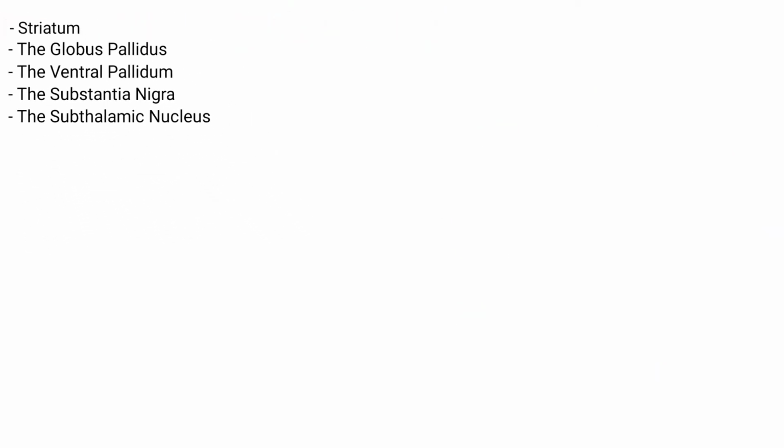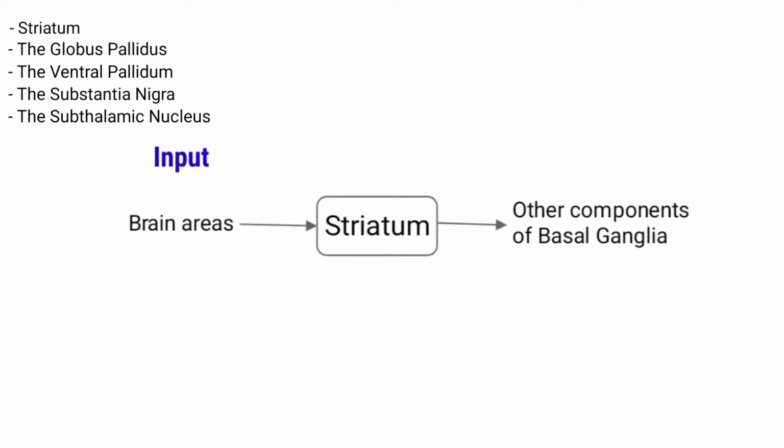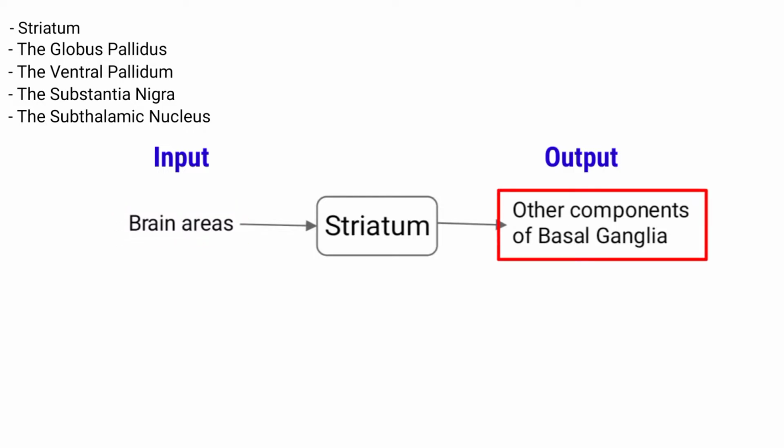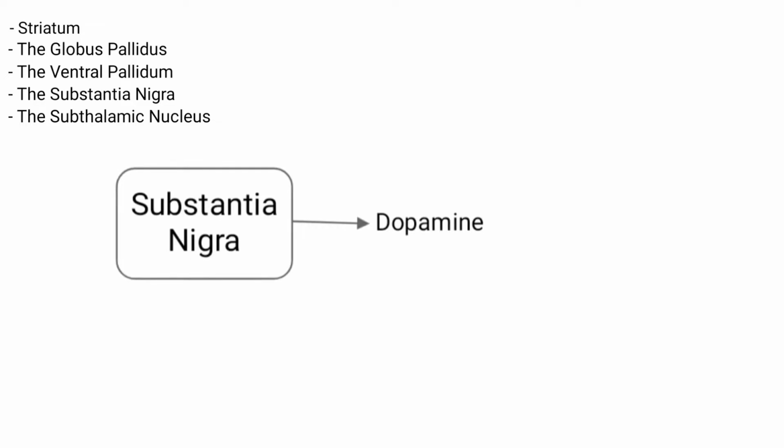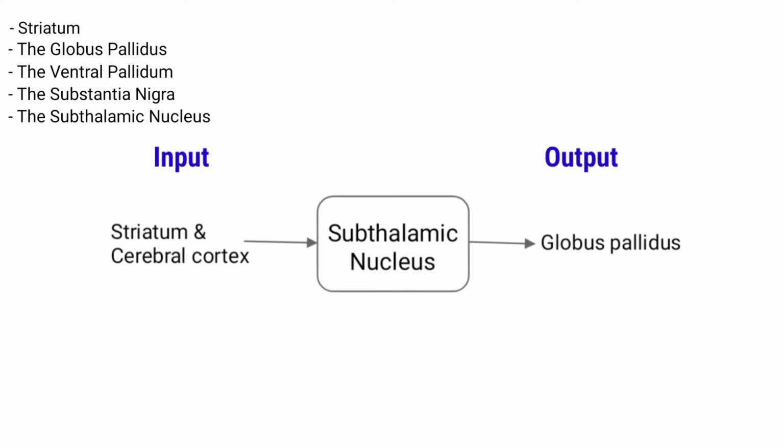The largest component, that is the striatum, receives input from many brain areas beyond the basal ganglia, but only sends output to other components of the basal ganglia. The globus pallidus receives input from the striatum and sends inhibitory output to a number of motor related areas. The substantia nigra is the source of the striatal input of the neurotransmitter dopamine, which plays an important role in basal ganglia function.